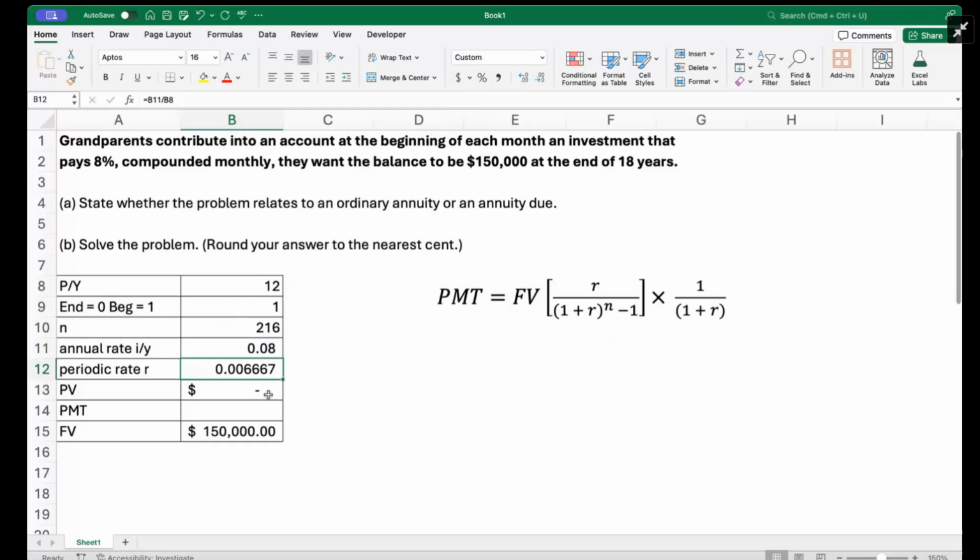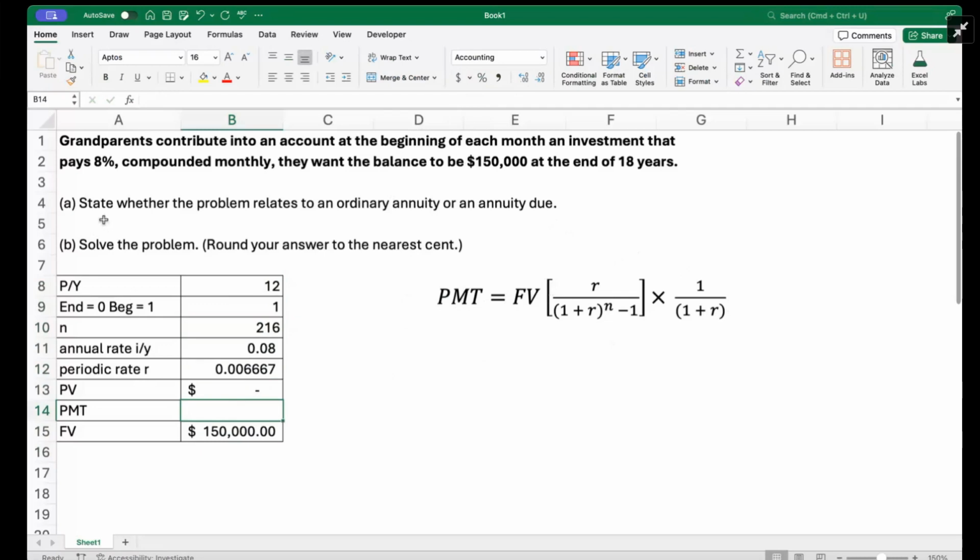Now the present value is going to be 0. We're going to solve for the payment, and the future value is going to be 150,000. You can just plug in the future value of 150,000. The R is going to be 8%, or 0.08, divided by 12, which turns out to be 0.006666 repeating. So 1 plus R, we're going to use the periodic rate. N is the number of periods, which is 216. We can solve and get a payment. Well, Excel does this faster.